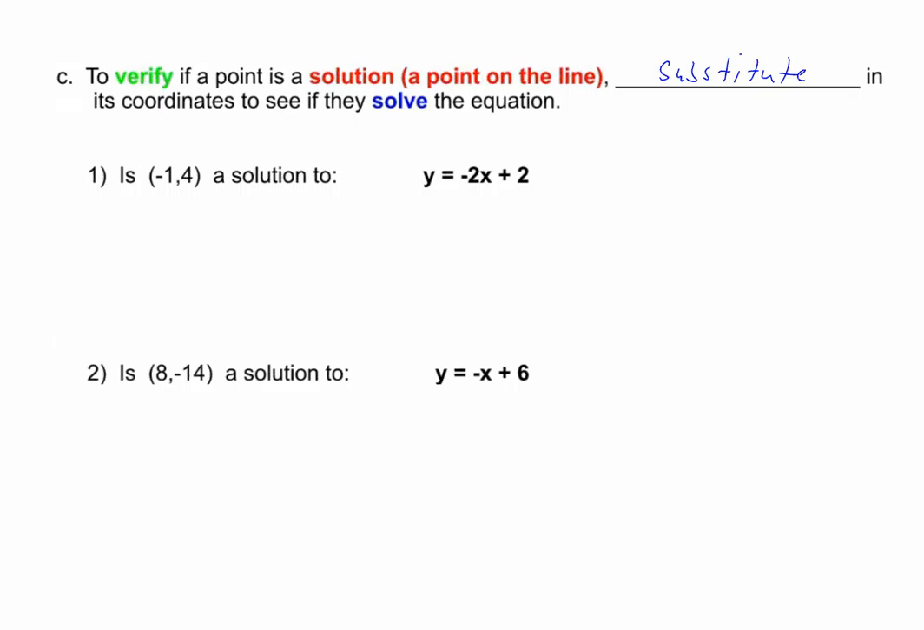Is -1, 4 a point on that line? Is 8, -14 a point on that line? Try both. How many got true or yes for the first point? You should have, if you put in the -1 for the x and the +4 for the y, 4 equals 4. Okay? Again, remember, always use the parentheses where the variable is. Go ahead and do the second one.